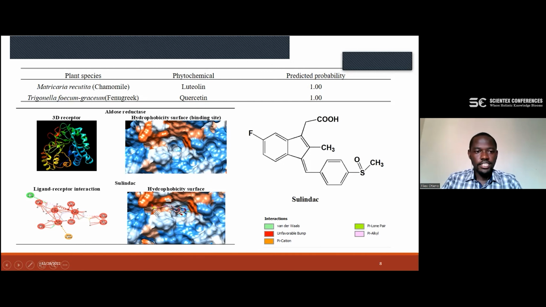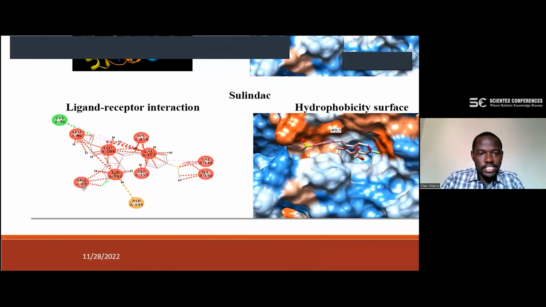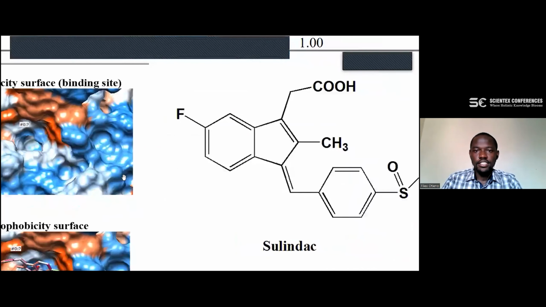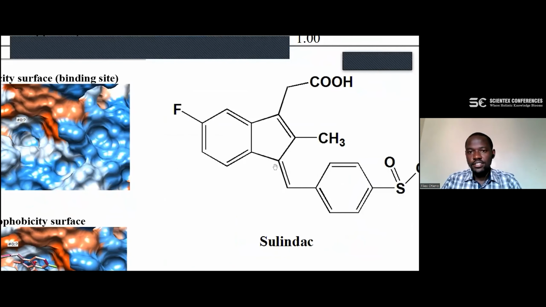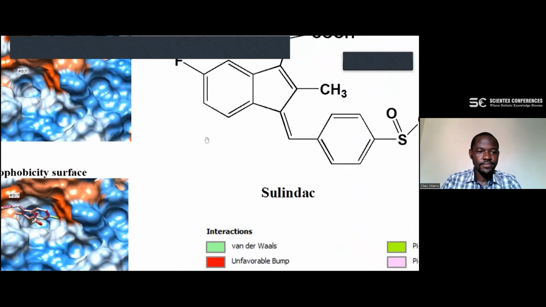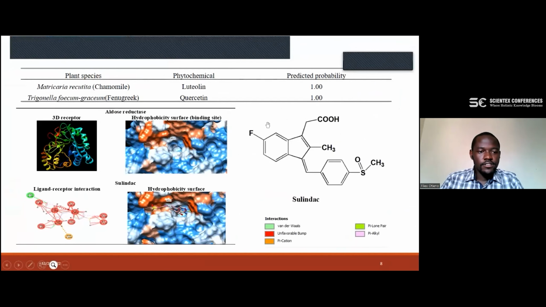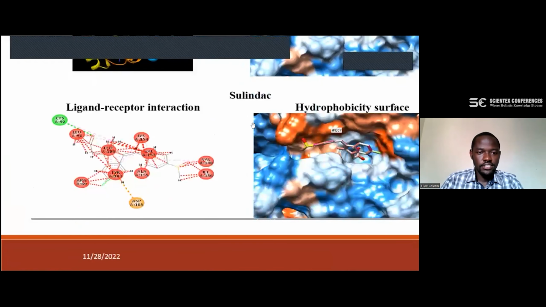And when we look at the ligand-receptor interaction, majorly interactions occur within the indene ring. This is the indene ring here, a benzene bonded to that substituent. Just talk about the interactions later.